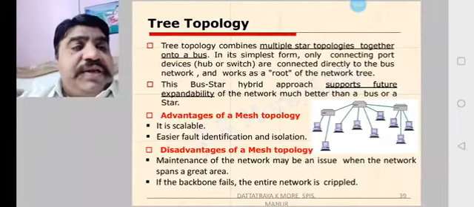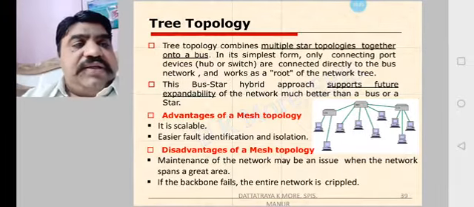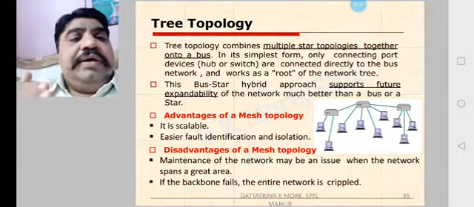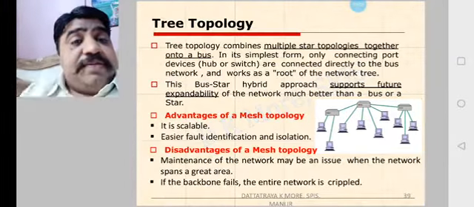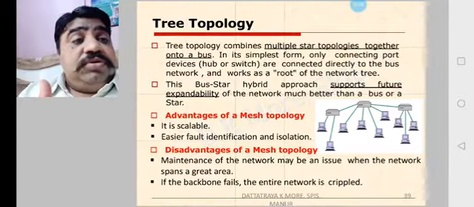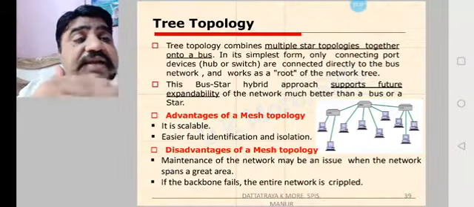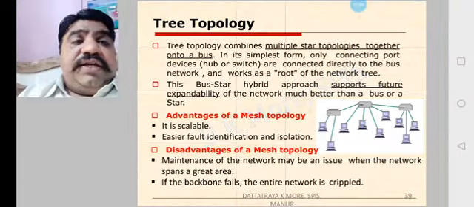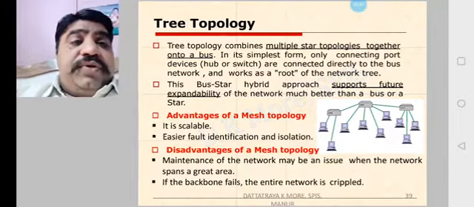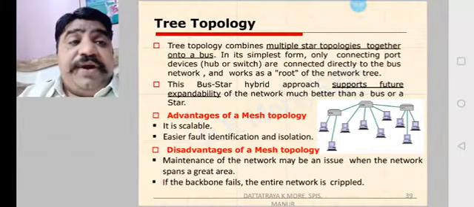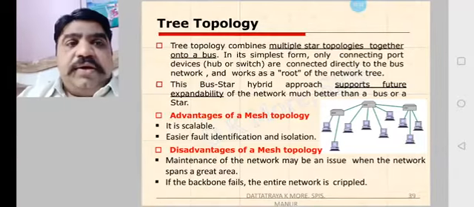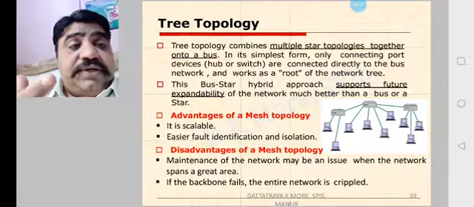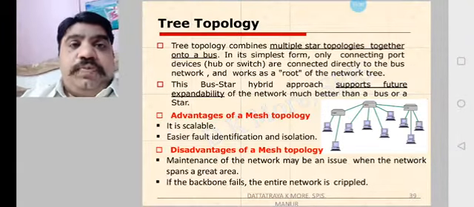In the picture you can easily observe three hubs or switches, and this topology is shown that way. The three hubs are on one line, one single cable, which is called the main cable, main backbone cable or channel, and the others are in star shape, like on one switch many pieces are attached. Advantage of this: one more point is remaining. This bus-star hybrid approach supports future expandability of the network much better than a bus or a star, because it's advanced technology. Advantage of a mesh topology.